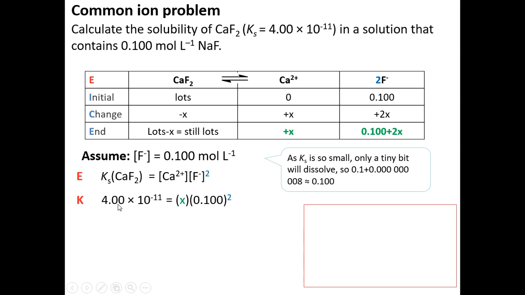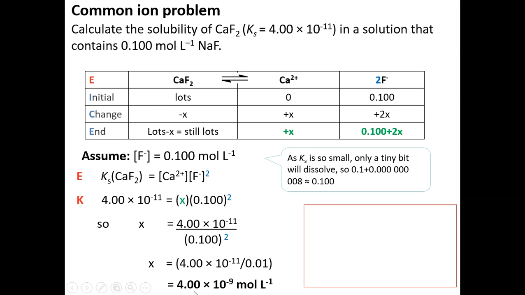So I substitute my Ks value. Calcium is X, fluoride is 0.1, and I square that. So if I solve for X, I've got 4.00 times 10 to the minus 11. My 0.1 I have to square. I suggest you do that first before you do the division. So if I square the 0.1, it becomes 0.0100. I should have given more significant figures here. And then I get 4.00 times 10 to the minus 9.